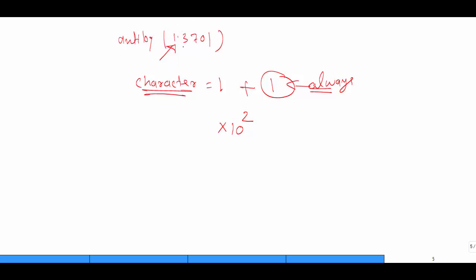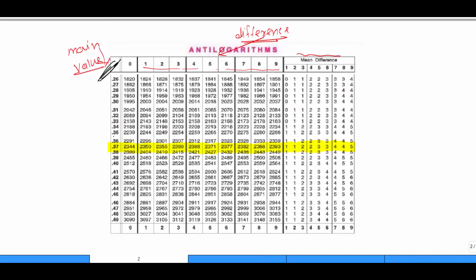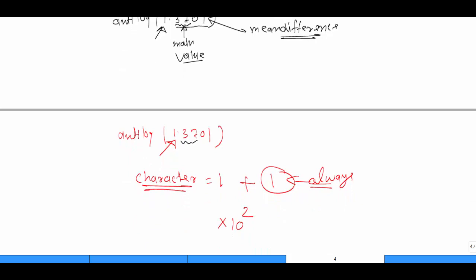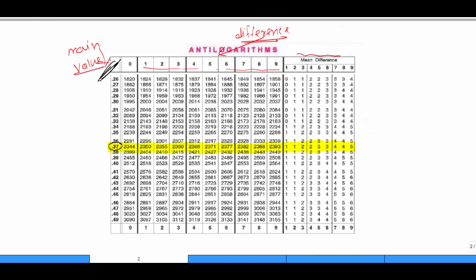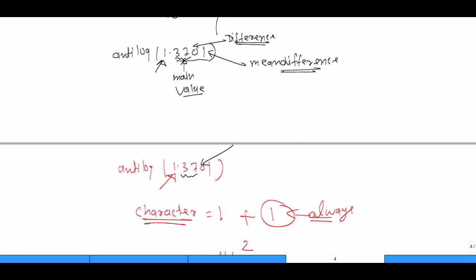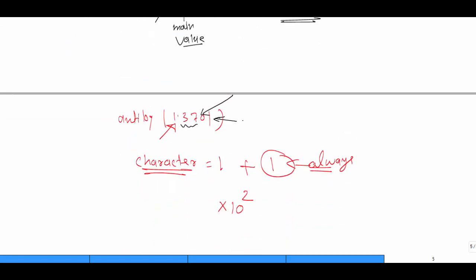The mantissa is 37 01. So we go to the table. On the table it is 37, which I highlighted earlier, so it is 0.37. After 37, the digit in the second place, the difference table, is 0. So below 0 at 37, the value is 2344. Then we also have 1, which we see in the mean difference table. Here we have 1 as the mean difference, so we'll see that also.